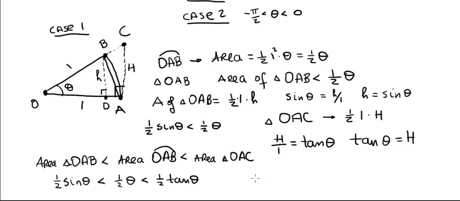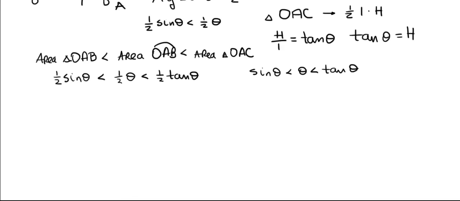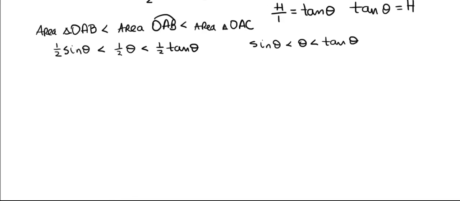Let's multiply through by 2 or divide by 1/2. That means sine theta is less than theta and less than tangent of theta. Now that's when, remember, theta is less than pi over 2 and is greater than 0. So everything here is positive. Sine is positive, theta is positive, and tangent is positive.